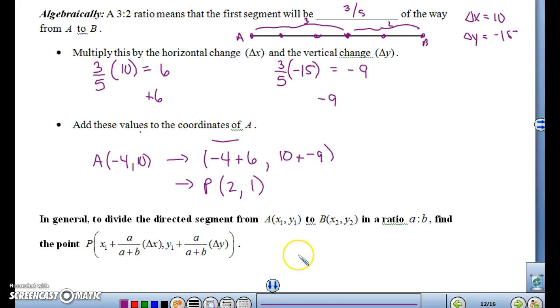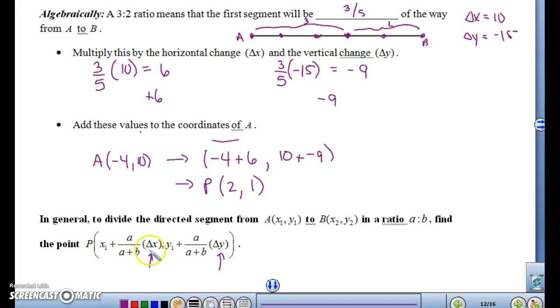So in general, to divide the directed segment from A, x1, y1, to B, x2, y2, in a ratio of A to B, to find the point P, you have to take, this looks really complicated, but this is what we just did. You have to find the change in x, the change in y, multiply it by the ratio. Now notice the ratio here is A over A plus B. It's whatever this ratio is out of the sum of the two. That's what A over A plus B is. And then x1 and y1 would be the starting coordinates. So that's what we just did.